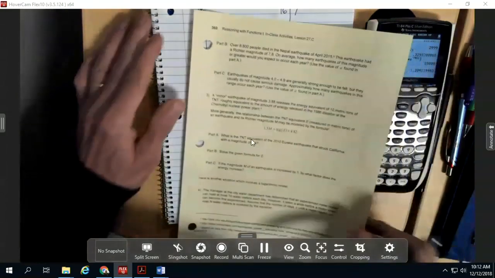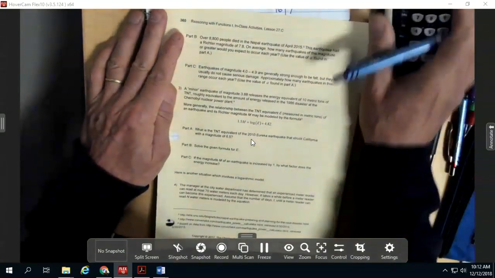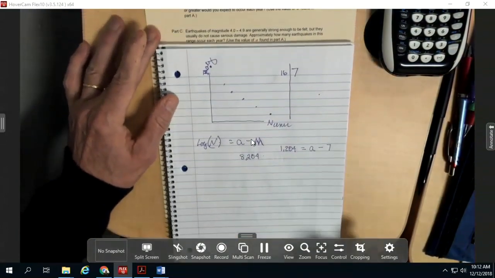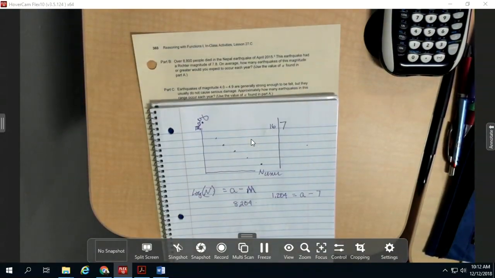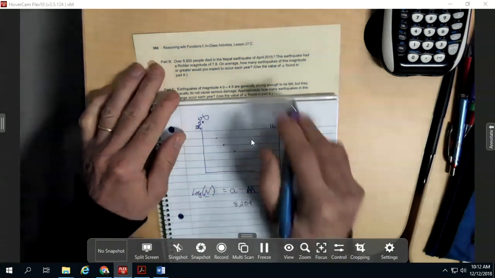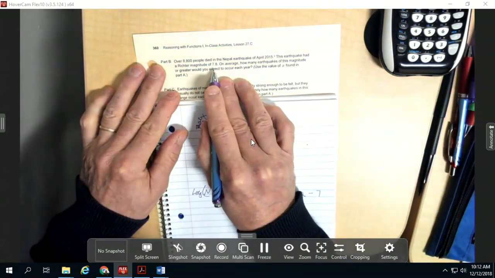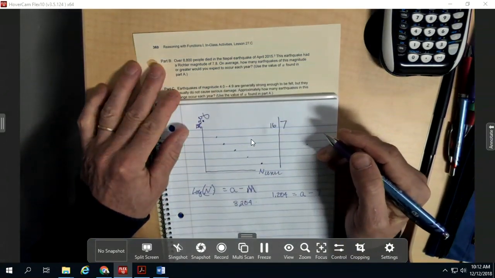Part B, over 8,800 people died in the Nepal earthquake of April 2015. I had a friend who was studying in the United States that spring, and he said, I gotta go home. So he actually graduated from college early so that he could go back home to Nepal and help his family, because it was just devastating there in Nepal. Okay, the earthquake had a magnitude of 7.8.